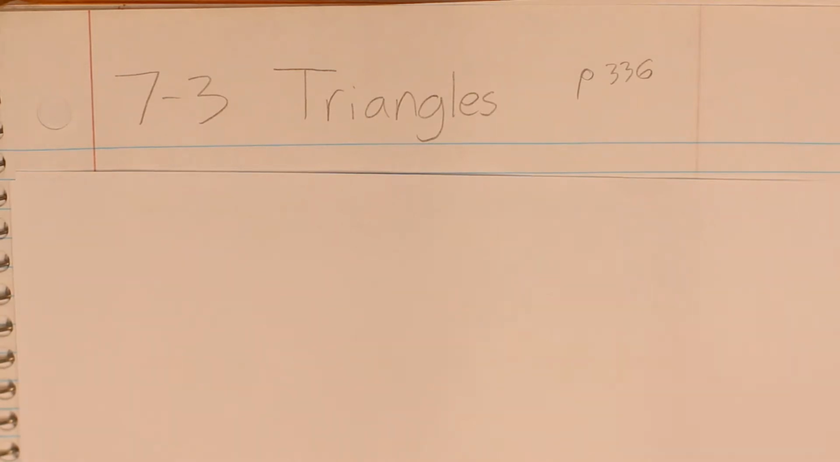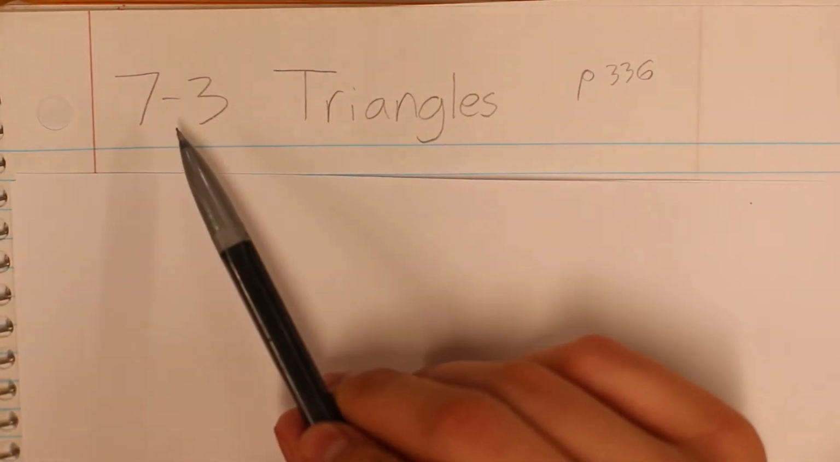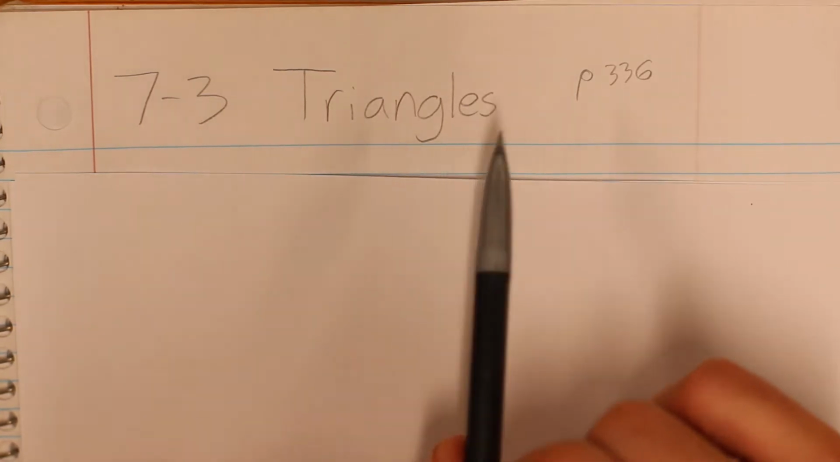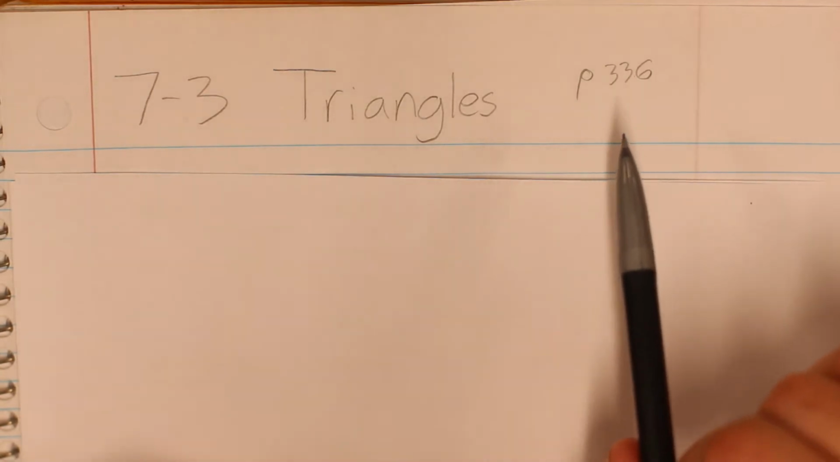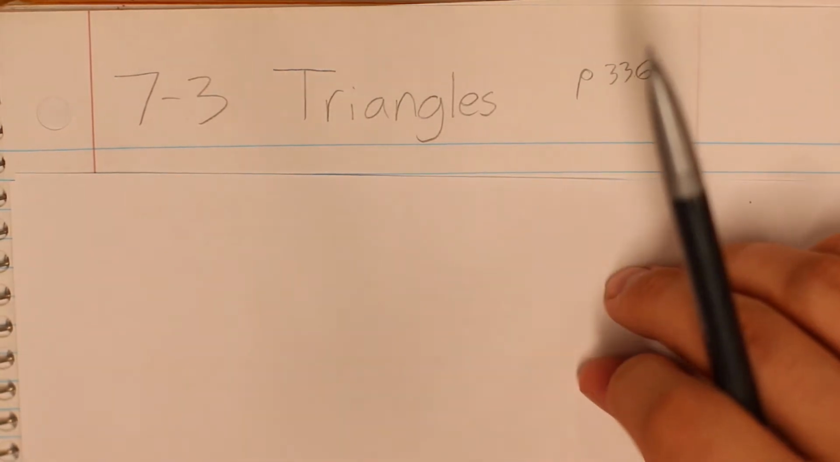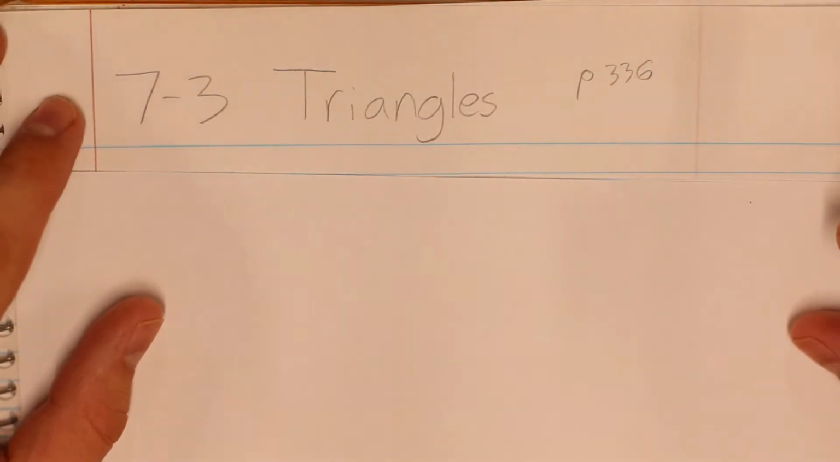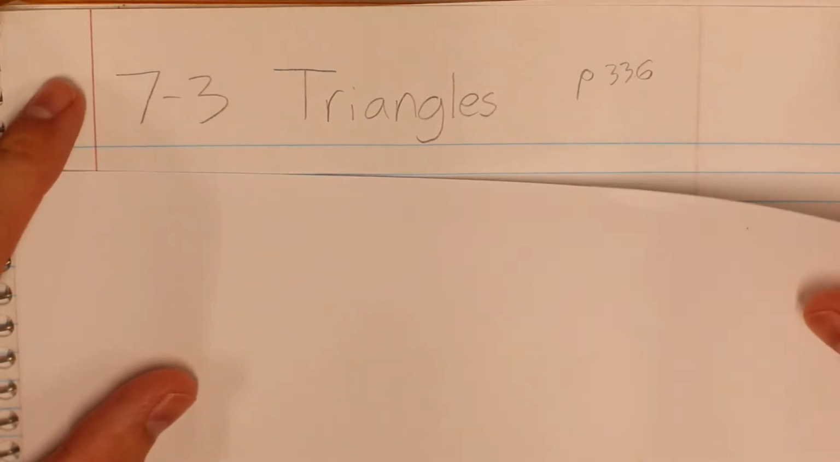All right, time for the next lesson. Today we'll be looking at section 7.3, triangles. This is from page 336. So let's get started. Once again, a lot of writing and some definitions.